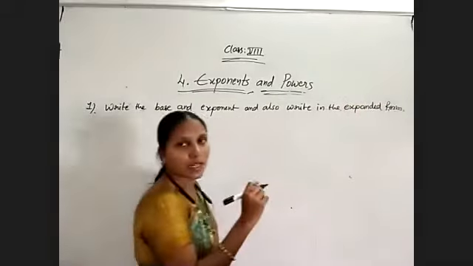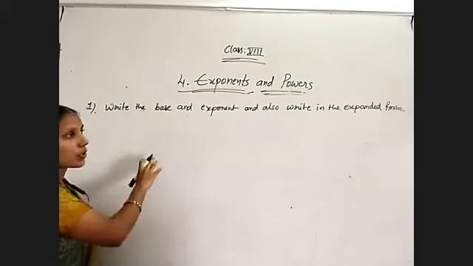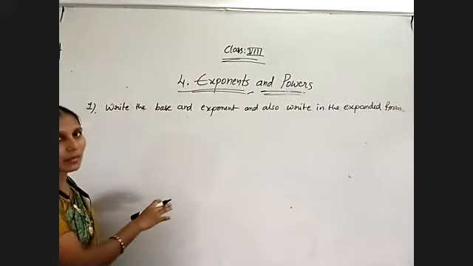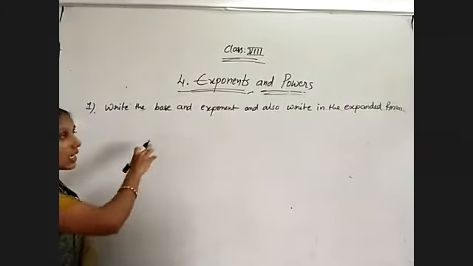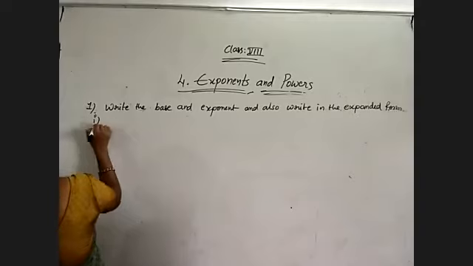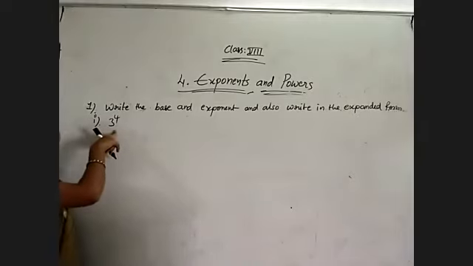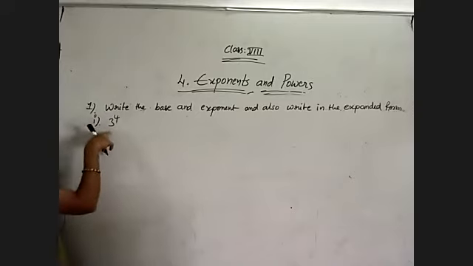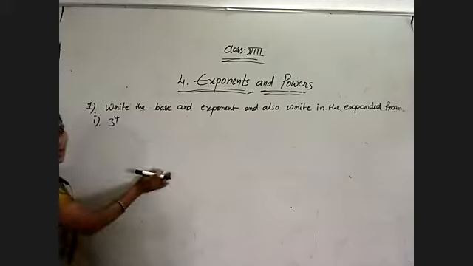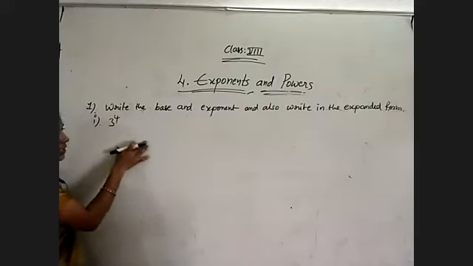So don't confuse: when bigger numbers are given, expanding the number is different. Now whatever I am giving here, 3 power 4, is given in the exponential form. We need to write it in expanded form, that means product form. Don't confuse. When exponential form is given, you need to write product form.